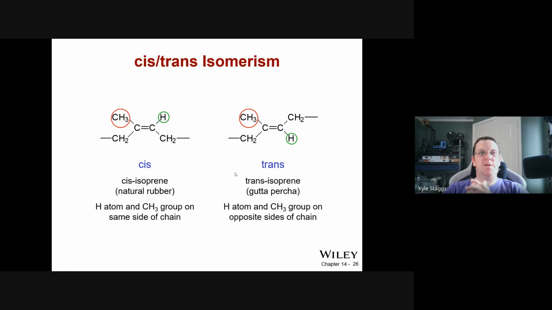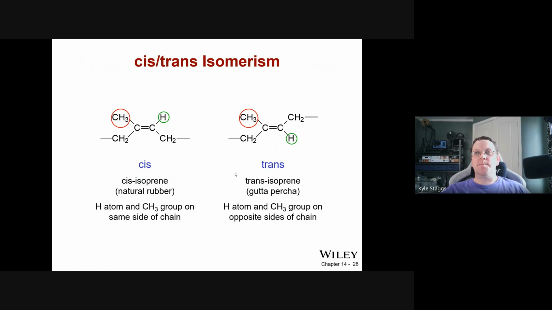Sometimes there are advantages to the natural properties of a cis polymer. Sometimes the trans is preferable for certain features and behaviors. So there's a little dependence on what the end application is, whether or not these are useful.